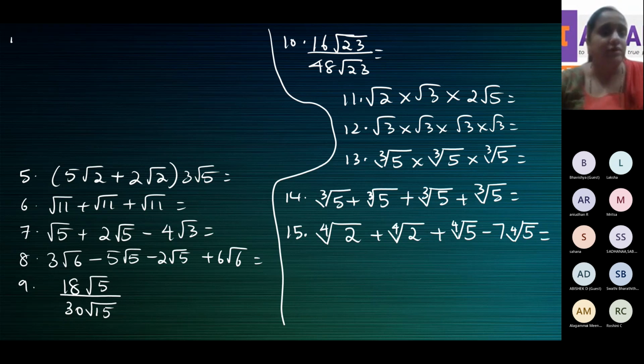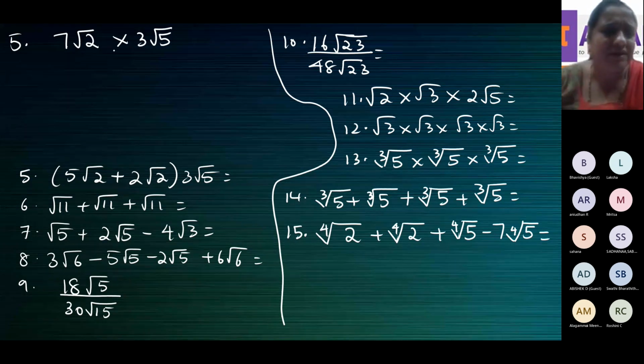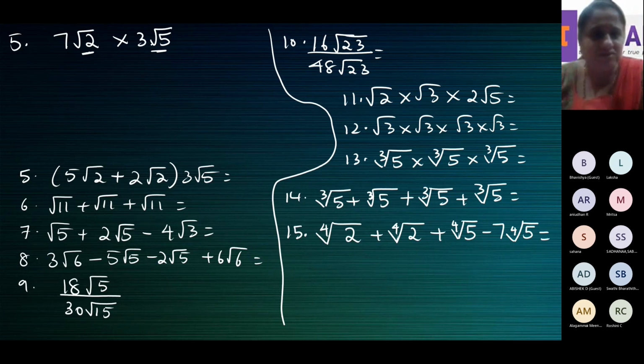Okay. Fifth one. Answer for the fifth one. 5 root 2 plus 2 root 2. What is it? 7 root 2, ma'am. 7 root 2 into 3 root 5. See here, outside the bracket, there is 3 root 5. That means into 3 root 5. Now you can multiply. They are not like surds. This is root 2, this is root 5. They are not like surds, but you can multiply them. So how do you multiply?